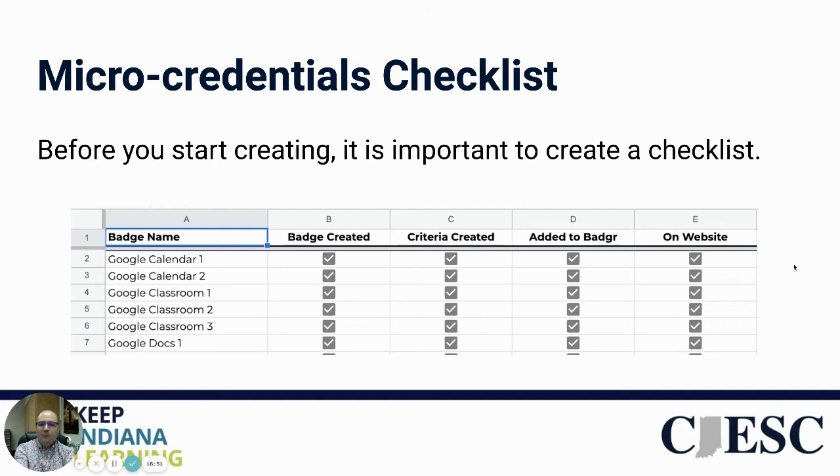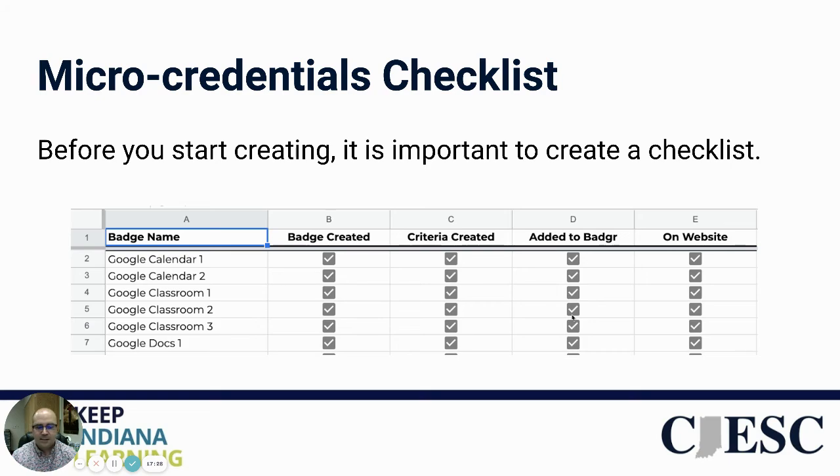Micro-credentials. Before I started creating, I had to make sure I was creating all these different pieces for all of my badges. So in this case, I made a Google Sheet, a spreadsheet, with the badge names, and I also had a checkbox for: did I create the badge? Was the criteria created? Did I add it to Badger? I use Badger to disseminate the badges and share them out to the teachers and educators in our district. And then, did I finally put it on my website? Did I finally put it on Google Sites?